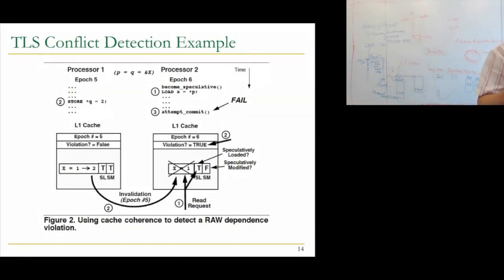You could actually be even smarter if this is an update-based protocol. If this is an update-based protocol, this epoch would send a message with an update request to this location with its epoch ID and the data, and you would still know that this is speculatively loaded, and you can actually say if the data value that you loaded doesn't match the data value that's sent, then you've gotten the wrong value, right? Then there's a violation. If the data values actually happen to match, then you've gotten the correct value by chance, potentially.